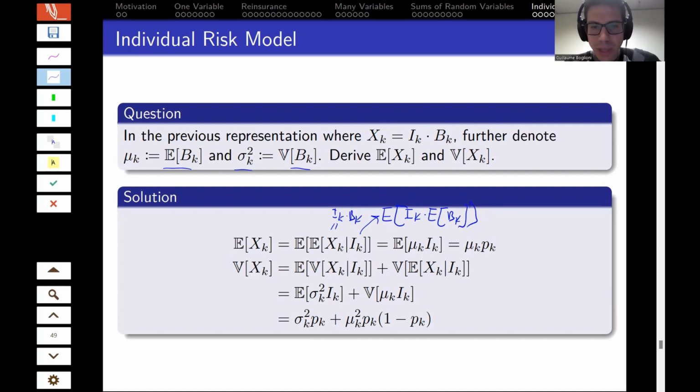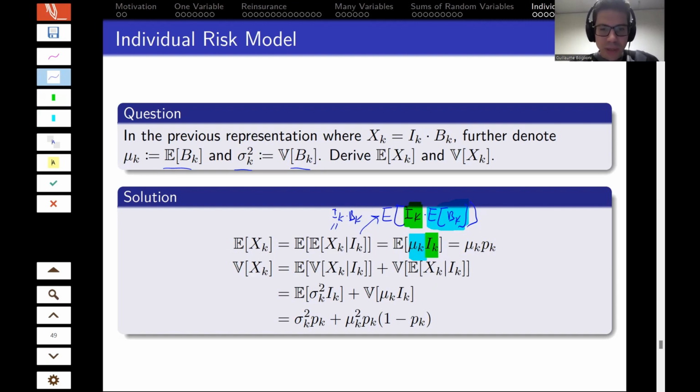Okay, and then expectation of BK is, of course, just mu k. Okay, and then, well, here it's reverse order, but IK is there and IK is there. So then you're left with expectation of IK times mu k. Mu k is just a constant, and expectation of IK is pk. Okay, which should make intuitive sense. You know, the probability of a claim is pk. Now, if there's a claim, the expectation of that claim is mu k. So overall, the expectation of XK is pk times mu k.